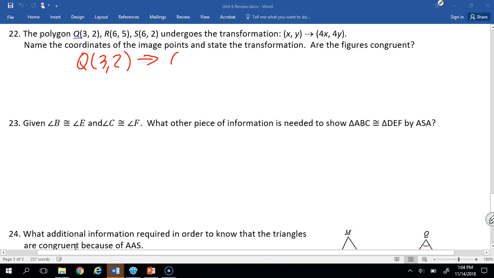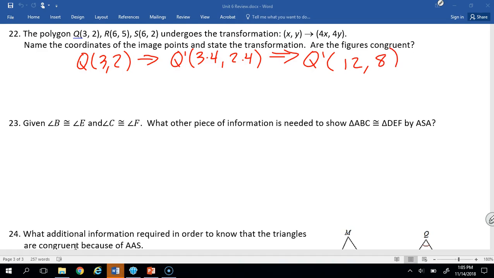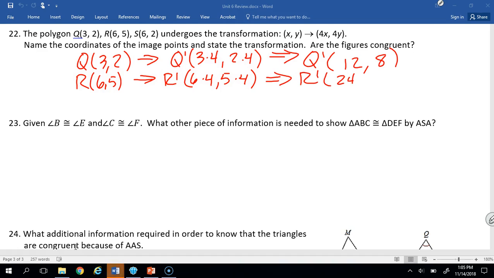So Q prime is going to be 3 times 4 and 2 times 4. So Q prime is going to be (12, 8). R is (6, 5). So R prime is going to be 6 times 4 and 5 times 4, so R prime is going to be (24, 20). And S is (6, 2).